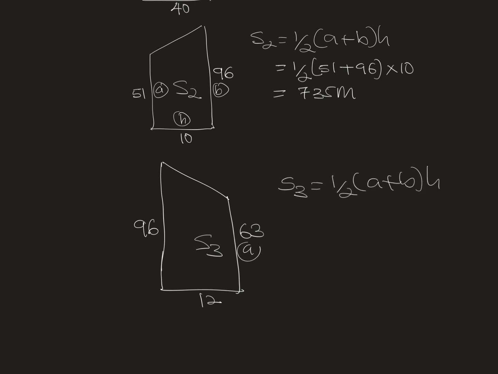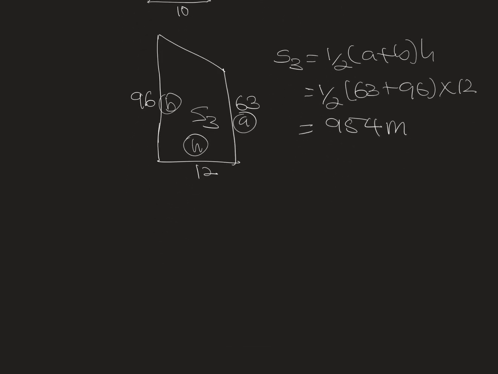So I can say this is A, this is B, and this is H. That will be half. A is 63, B is 96, and H is 12. What do I get? Half of 63 plus 96 multiplied by 12. I have 954 meters.